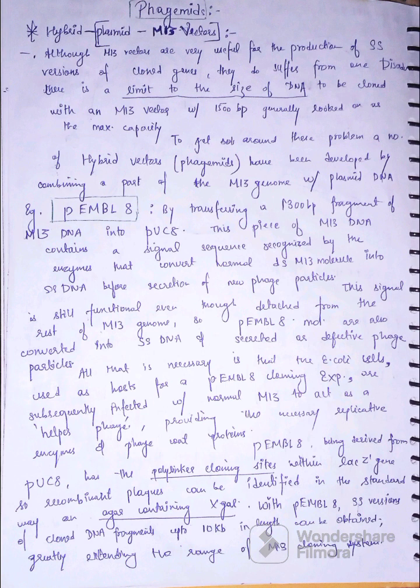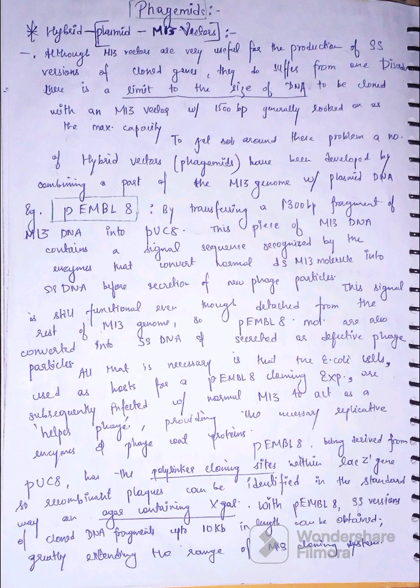pEMBL8, being derived from pUC8, has the polylinker cloning sites. We know what polylinker sites are: cloning sites. A polylinker is a short oligonucleotide sequence on the DNA, and within this lies the lacZ gene. So the recombinant plaques can be identified in a standard way on the agar containing X-Gal. Right. With pEMBL8, single-stranded versions of cloned DNA fragments up to 10 kilo base pair in length can be obtained, greatly extending the range of the M13 cloning system.